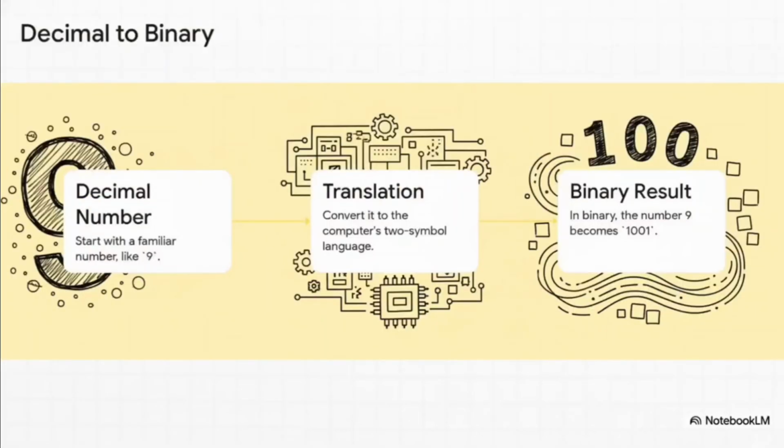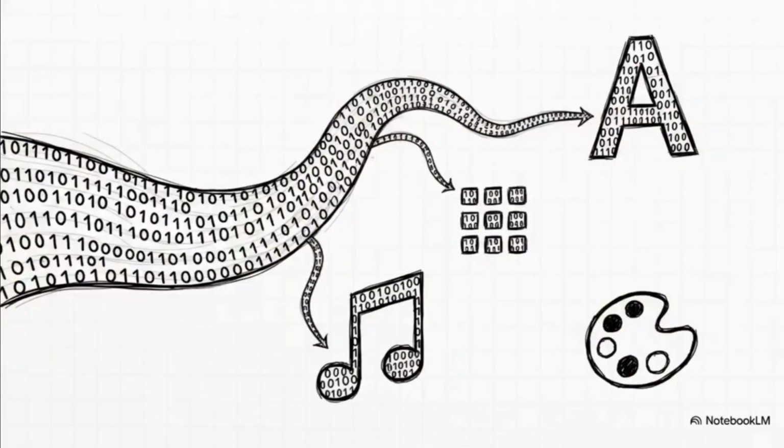So how does that really work? Well, let's take a number we all know, like 9. When a computer needs to represent the idea of 9, it translates it into its own language. And in binary, the number 9 becomes this sequence: 1, 0, 0, 1. It's a completely different way of counting, but it represents the exact same value. And here is where it gets kind of mind-blowing. This simple system isn't just for numbers. Letters, colors, sounds, even the tiny individual pixels that make up this very screen, all of it can be broken down and represented by long, unique strings of just 1s and 0s. It's an incredibly powerful alphabet.